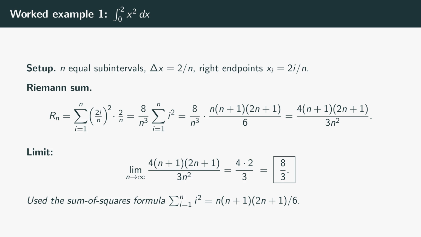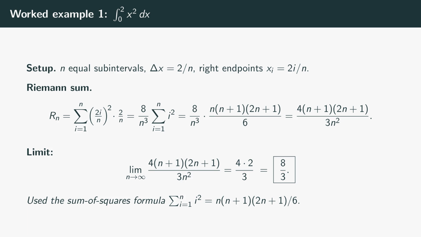Setup. Chop the interval from 0 to 2 into n equal pieces. Each piece has width delta x equals 2 over n. The partition points are x0 equals 0, x1 equals 2 over n, x2 equals 4 over n. In general, x sub i equals 2i over n. For sample points, take right endpoints. x sub i star equals x sub i equals 2i over n.